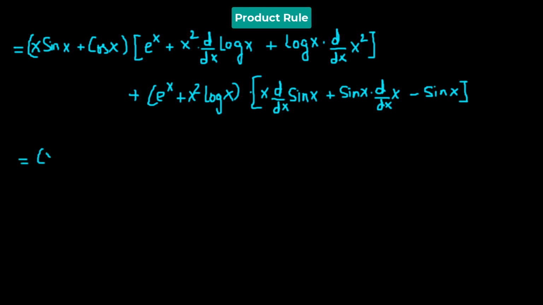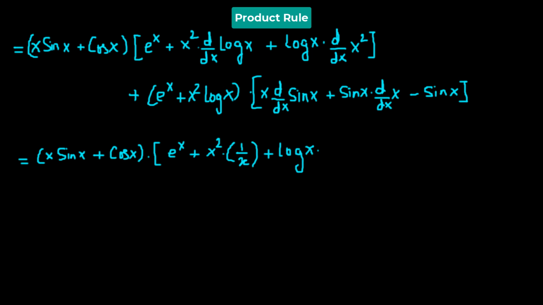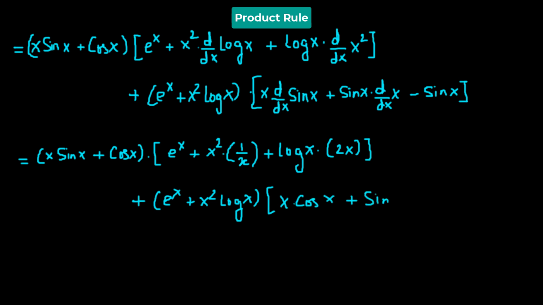So let's write it as negative sine of x instead of the derivative. So we get x sine x plus cosine x multiplied to e raised to the power of x plus x squared times the derivative of the logarithmic function, which is 1 over x, plus log of x multiplied to the derivative of x squared, which is twice of x, plus e raised to the power of x plus x squared log x times x times the derivative of the sine function, which is cosine of x, plus sine of x times the derivative of x, which is 1, minus sine of x.